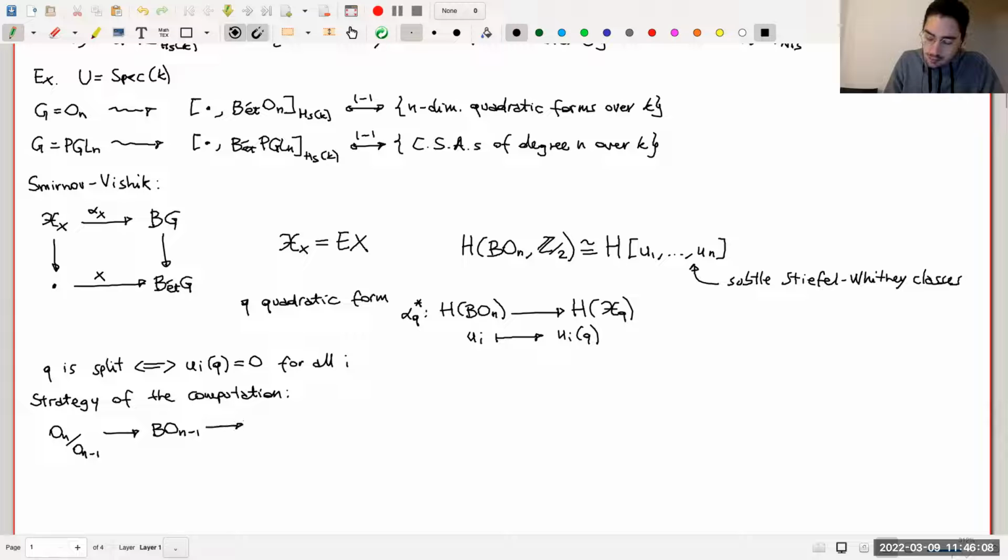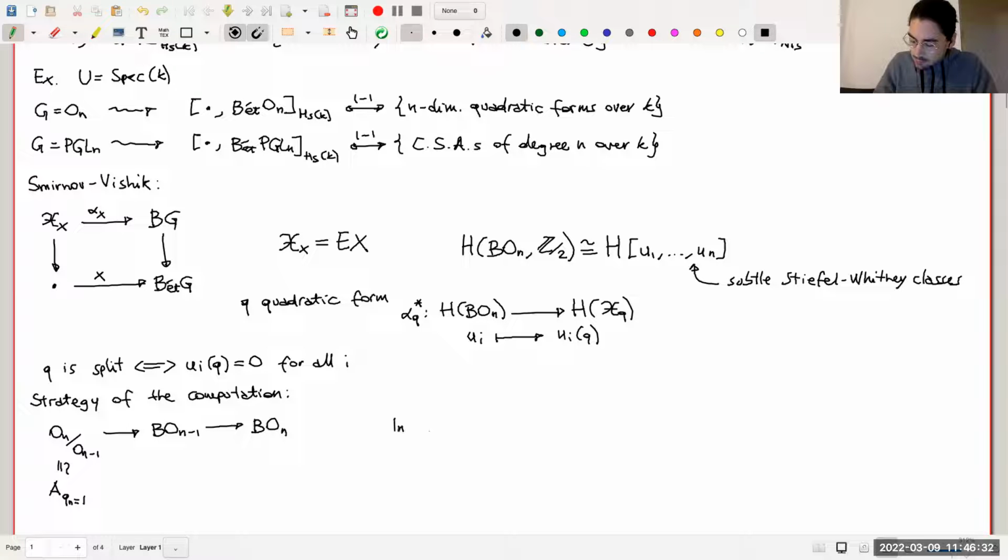So they go by induction, essentially. Then they have a sequence of this form. And this scheme is isomorphic to the affine variety defined by Qn equal 1, where Qn is the n-dimensional split quadratic form.